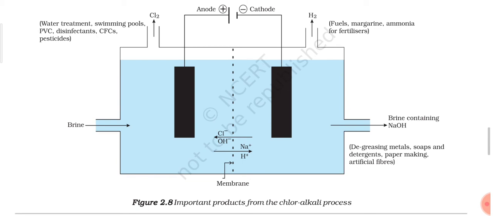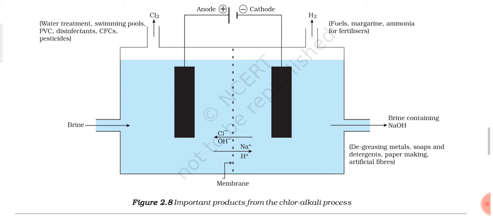Why does this happen? This happens because of opposite charges, as the chloride ion formed moves towards the positive electrode, and the hydrogen ion formed moves towards the negative electrode. Now you can see, beside chlorine gas and hydrogen gas, they have mentioned the uses of these two byproducts formed in this process. Chlorine gas has many uses, like water treatment, swimming pools, PVC, disinfectants, CFCs, pesticides, etc. In the same way, hydrogen gas also has many uses, like fuels, margarine, ammonia for fertilizers, etc.